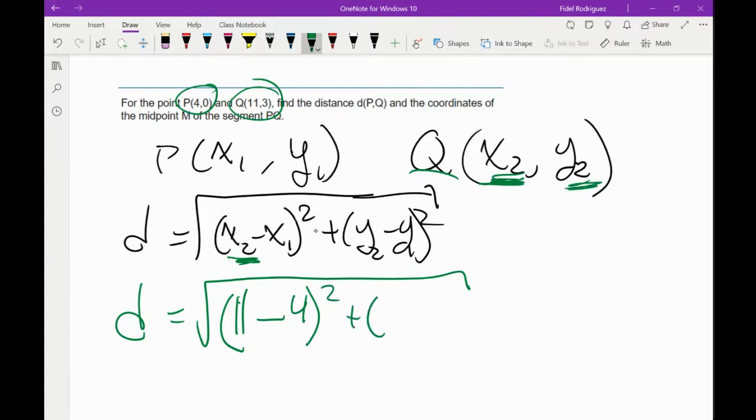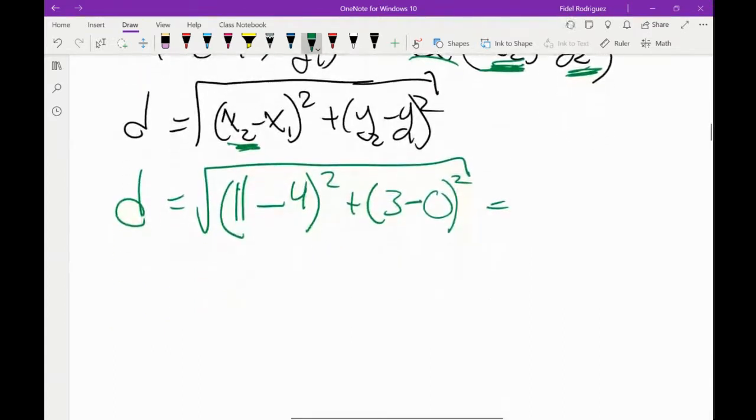y2 is the y coordinate of my point Q, which in this case is, anybody know? 3. Minus, what's y1, y'all? 0. All right. And so now all we're going to do, we did our plug, let's do our chug.